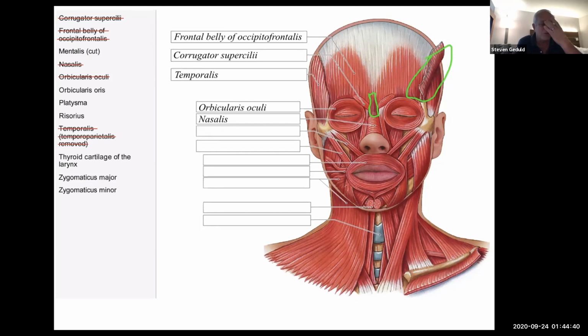Yep, so it wrinkles your forehead. So when you paralyze it with Botox, it gets rid of your wrinkles. That's how it works. All right, what's the next one pointing to?